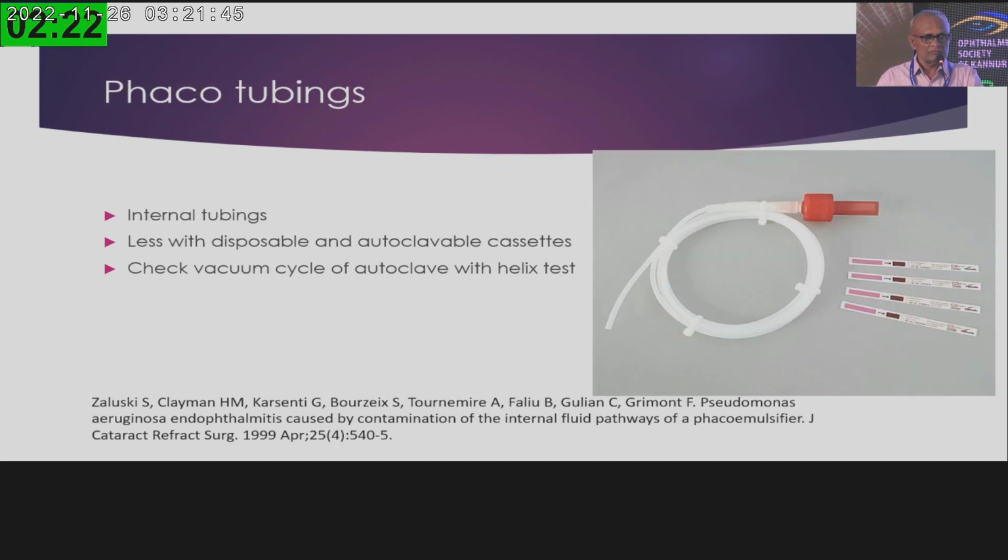Phaco tubings, it's very important. When you are using the recyclable tubings, you should do this Helix test. The Helix test is a tube having 1.5 meter length, and at the end there is a container where you can keep the indicator, and then do one cycle with this device. And if the indicator shows that the process is proper, then you can assume that the vacuum cycle of your autoclave machine is proper.